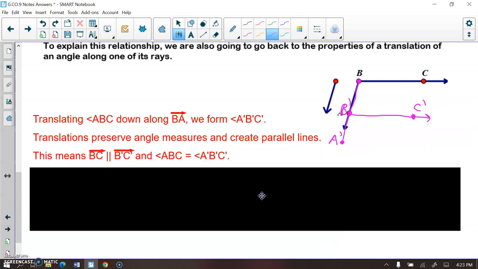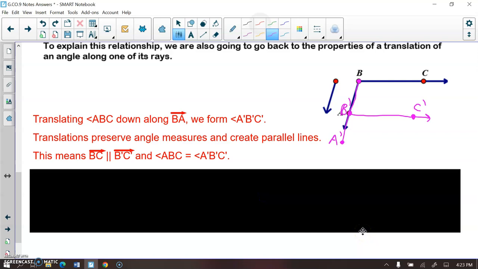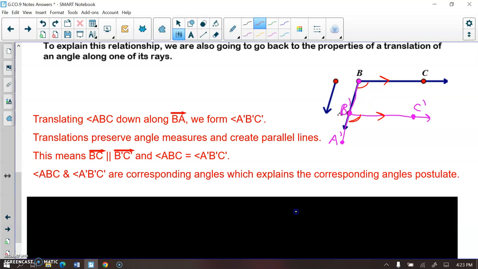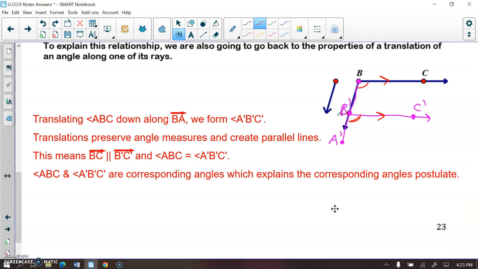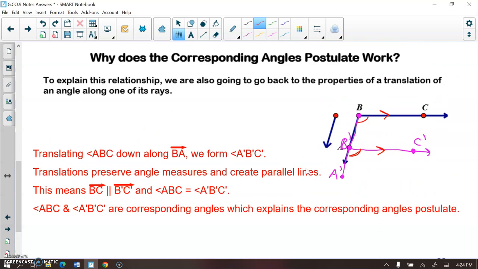So what that would mean is that ray BC would be parallel to ray B prime C prime. And we would also know that angle ABC would be congruent to angle A prime B prime C prime. Thus, since angle ABC and angle A prime B prime C prime are corresponding angles in this new figure that we just drew, this explains the corresponding angles postulate and why it works.